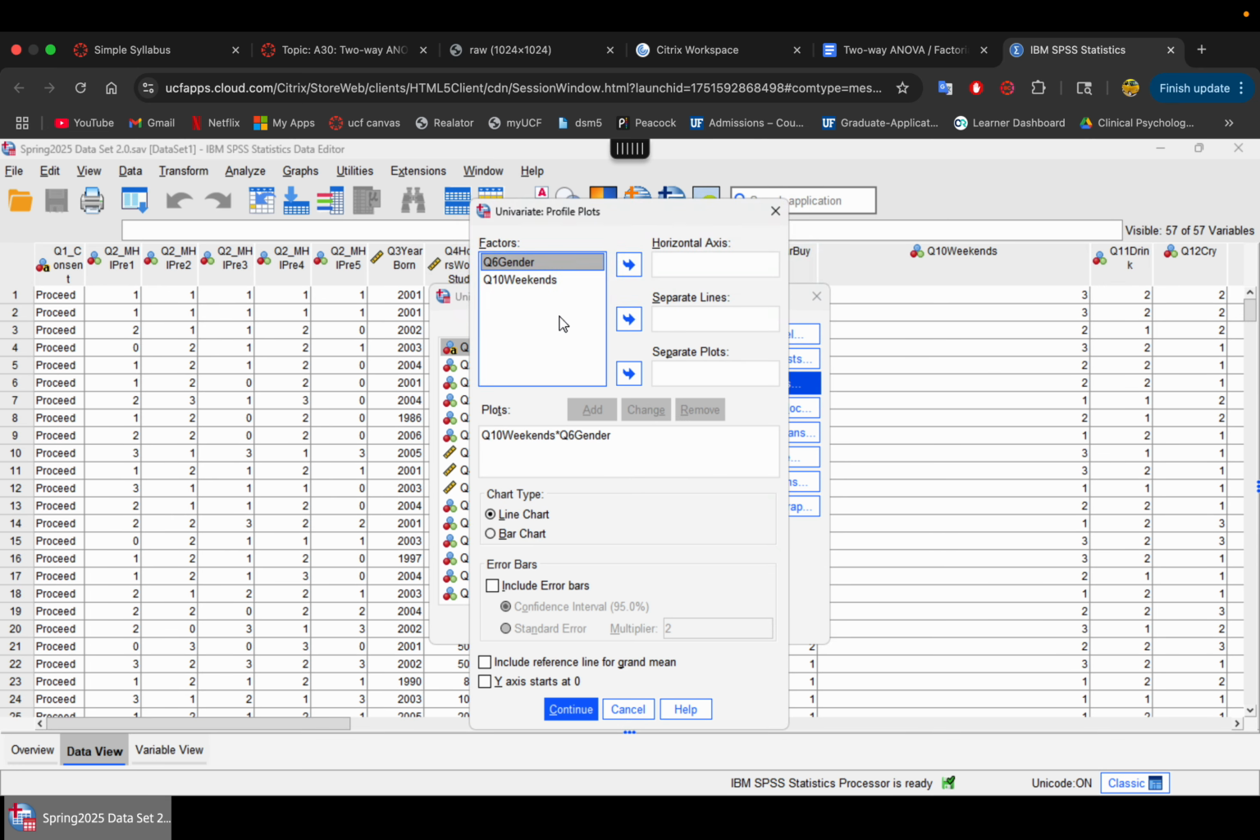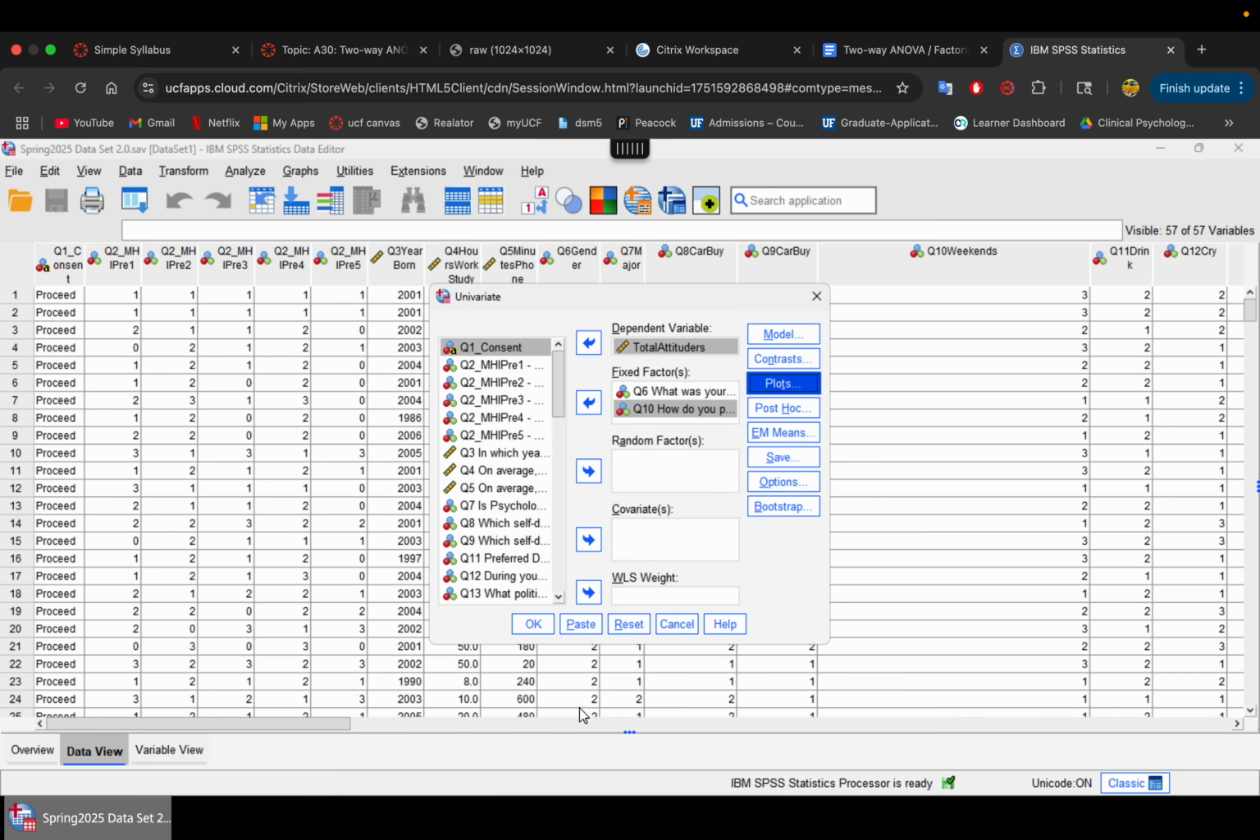And then the plots, you don't really have to worry about that, but I like making two just in case your graph doesn't really make sense. You can do both graphs in this scenario, so we can do that. We're going to click continue.